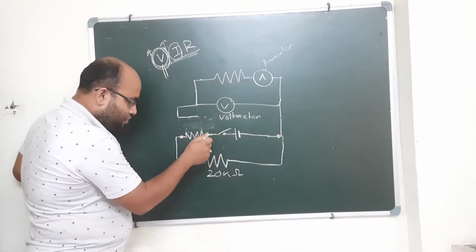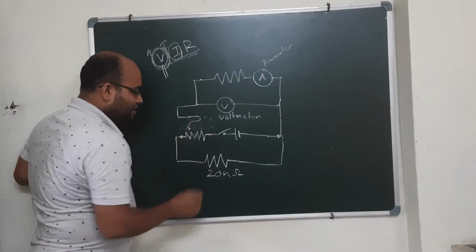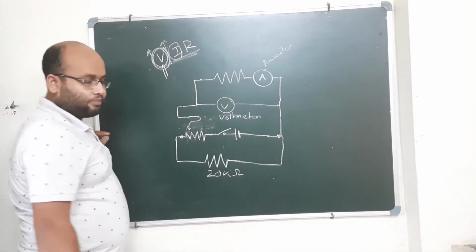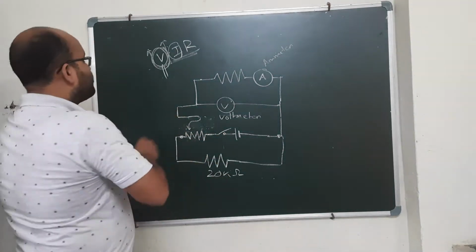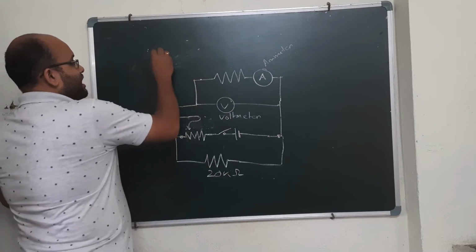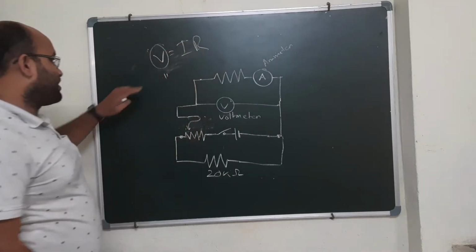So as we go from here to here, the potential drop increases. So if we just drag the pointer over here, I'll get a higher potential drop. So here we have a circuit so that we can vary our potential difference. Again, I am writing the equation V equals IR.